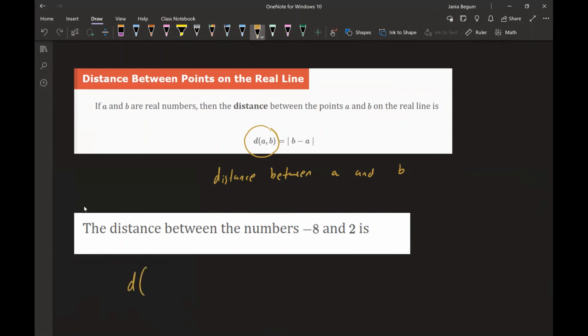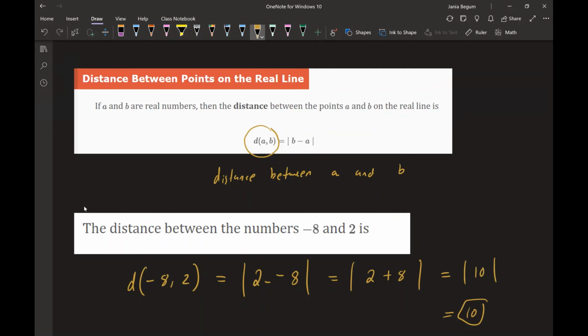So the distance between -8 and 2 is equal to 2 minus -8. Simply using the formula, this would be equal to the absolute value of 2 plus 8, like we said, properties of negative reals. If you have a double negative, it's positive. So 2 plus 8, that's going to be 10. So the absolute value of 10 is simply 10. So the distance between the numbers negative 8 and 2 is 10. Now, if you want to draw them and count each step, you'll see they're 10 distance apart.